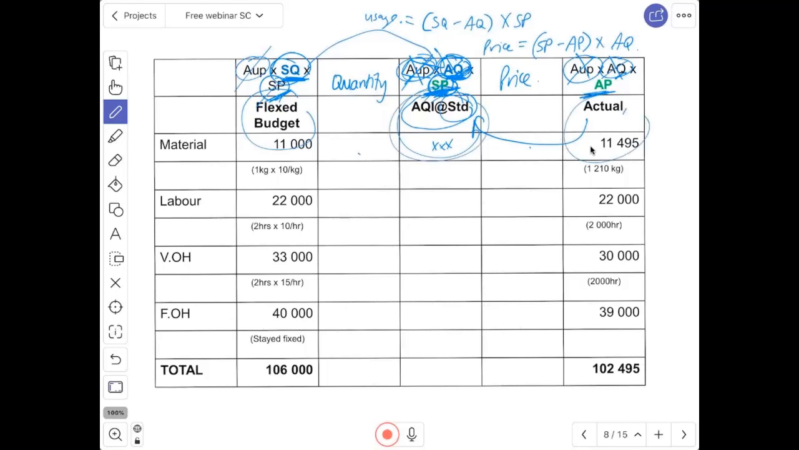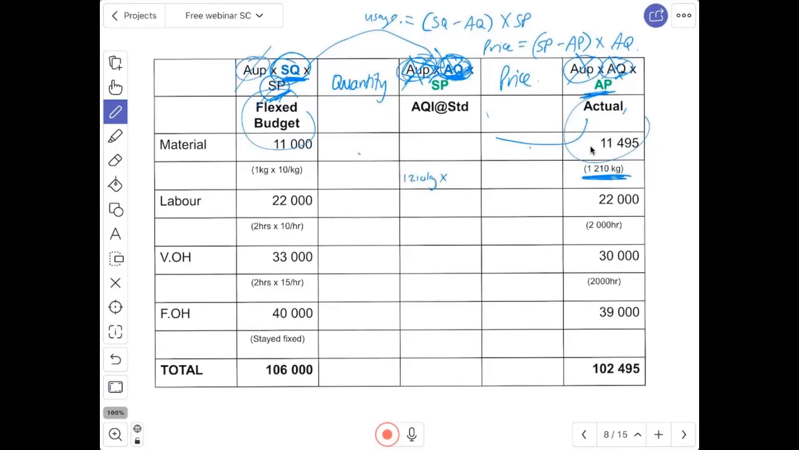So let's look at this example. How do we calculate? Maybe we should try this. See if you can calculate the actual quantity of input at the standard price that goes into this cell in the middle. What should go in there? So forget about any formulas. Just think, how much did we actually use in production? Here's the value. It's 1,210 kilograms.